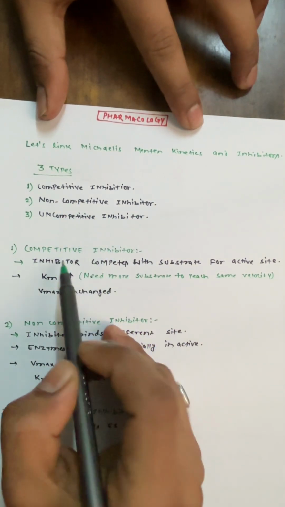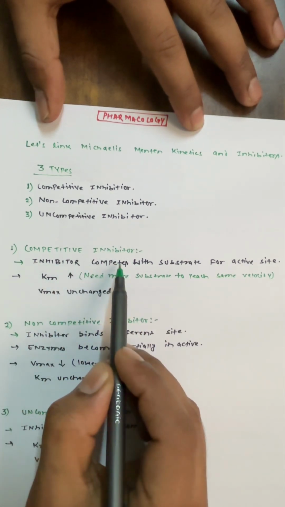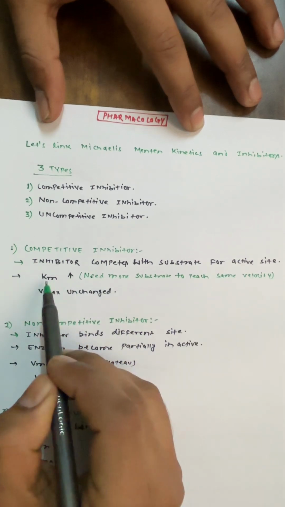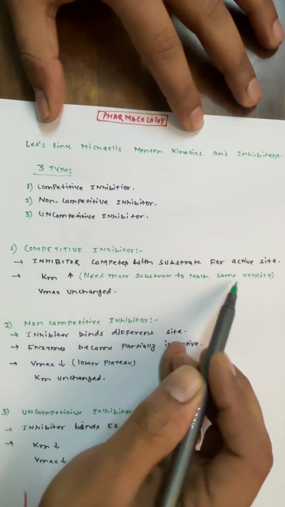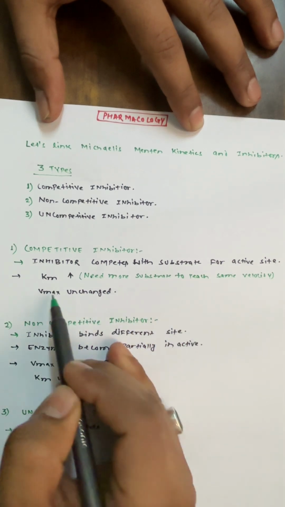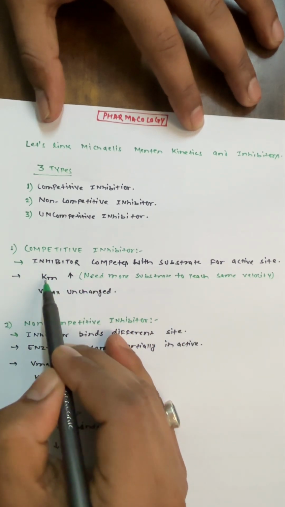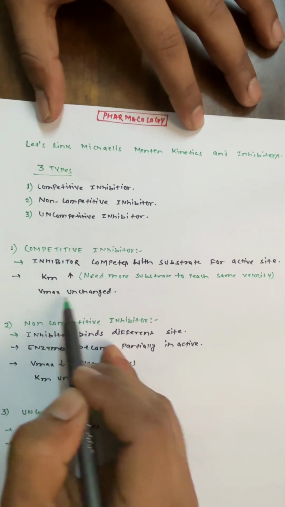While talking about the competitive inhibitors, we all know the inhibitor competes with substrate for the active sites. In this condition the Km increases. You need more substrate to reach the same velocity, and the Vmax remains unchanged. Most often asked in the MCQs is what happens to Km and Vmax in a competitive inhibitor. So Km increases and Vmax remains unchanged.